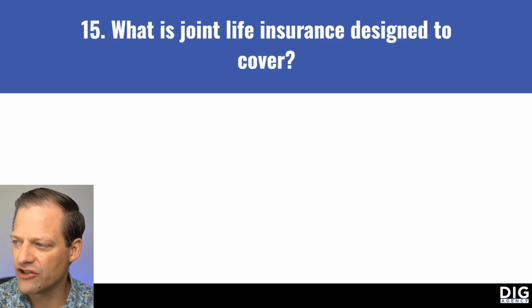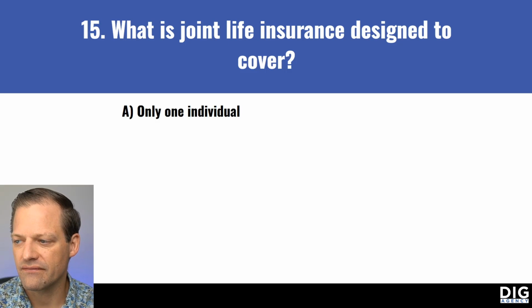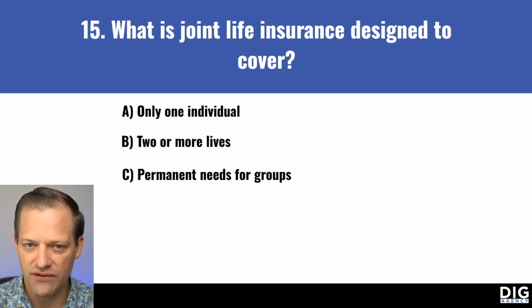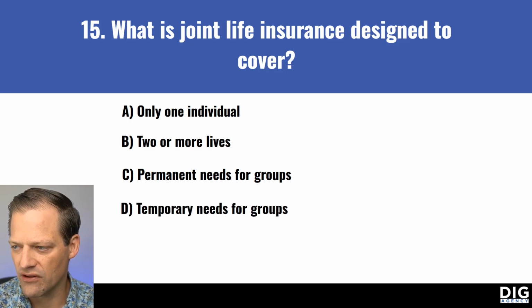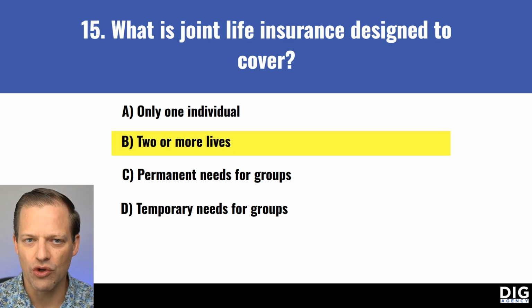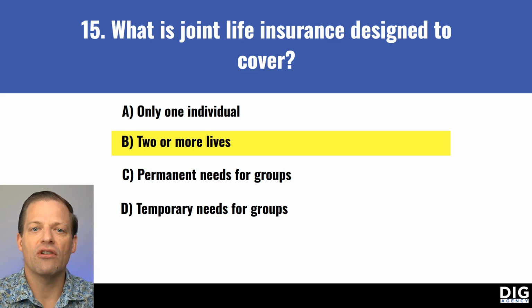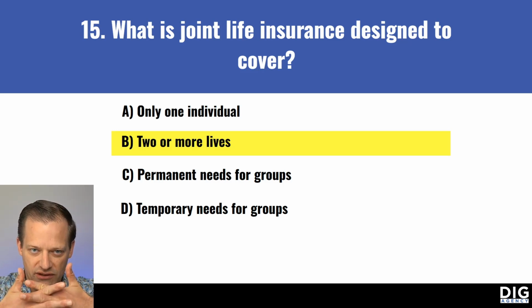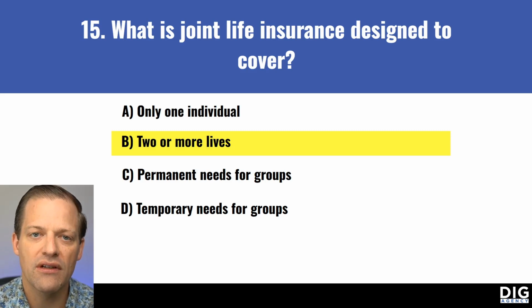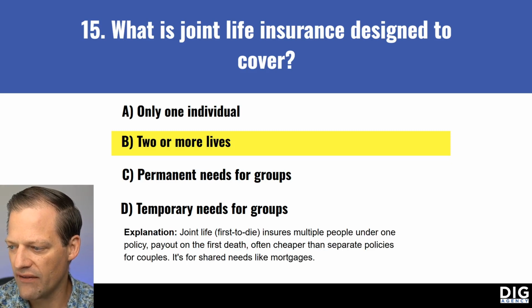Question 15, what is joint life insurance designed to cover? A, only one individual. B, 2 or more lives. C, permanent needs for groups. Or D, temporary needs for groups. So the answer here is 2 or more lives, and the reason being is, remember, joint is the key word, joint. You're combining 2 things together. That's what a joint is in this case, okay? So when you conjoin 2 people to be covered, then you have joint life insurance.